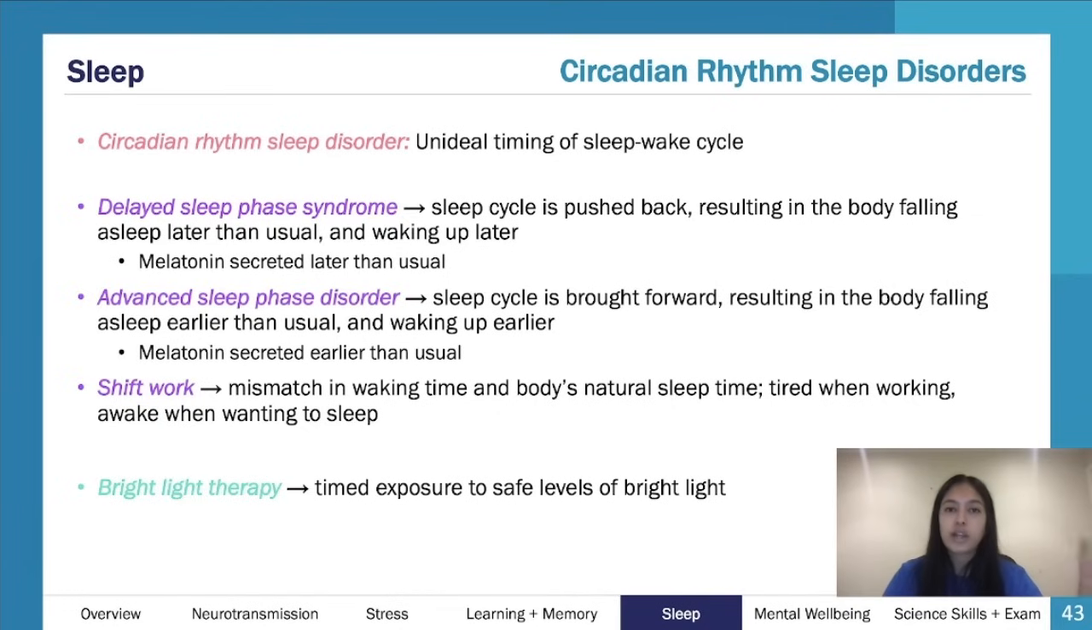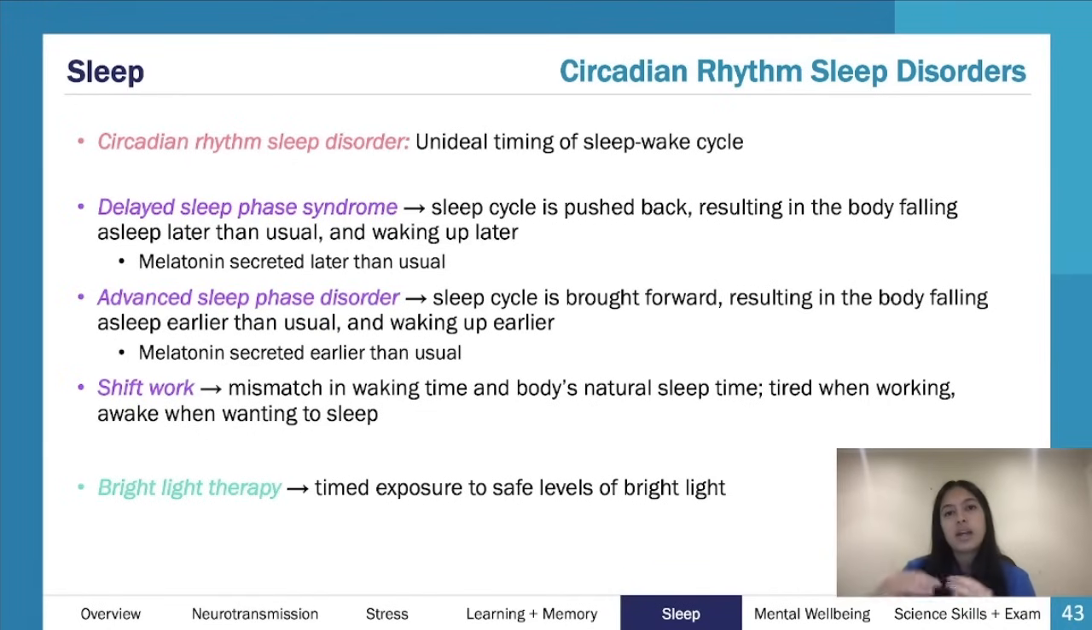Advanced sleep phase disorder: again, your melatonin is secreted a little bit earlier. So you're feeling tired earlier and then you're waking up earlier. Shift work, basically, will depend on when your shift work is. Often you think about it being night shift. If you work nights in a regular routine, that might be a bit easier to adjust to. When it's maybe two weeks of night shift, then two weeks of day shift, that on and off with no routine can be even harder.